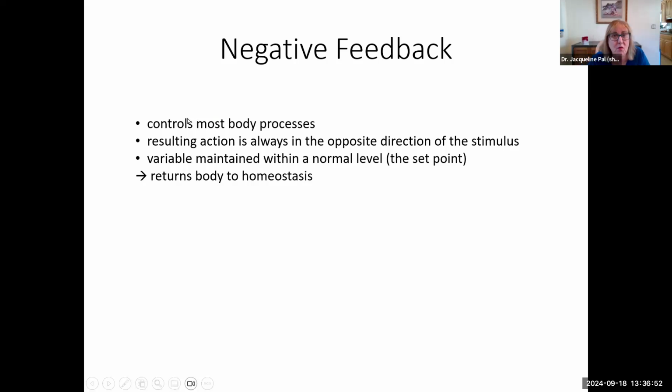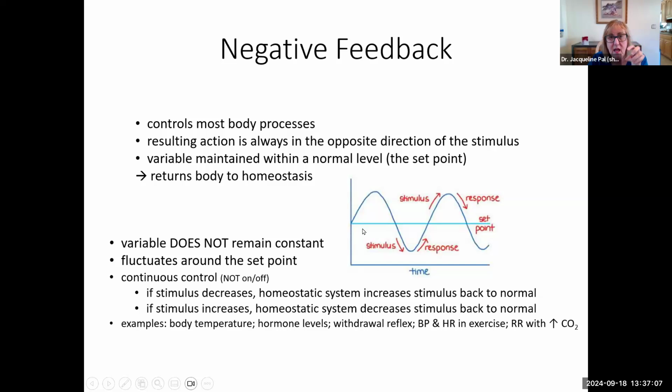So let's review that. Negative feedback is how we are controlling most of our body processes, and the action is the opposite direction of the stimulus, okay? Returning the body to homeostasis. So we have this stimulus. In this case, here's our set point. Our stimulus is taking us, in this case, down from the set point. So our response is returning us toward the set point. If our stimulus is taking us higher than the set point, then our response is lowering us towards the set point.